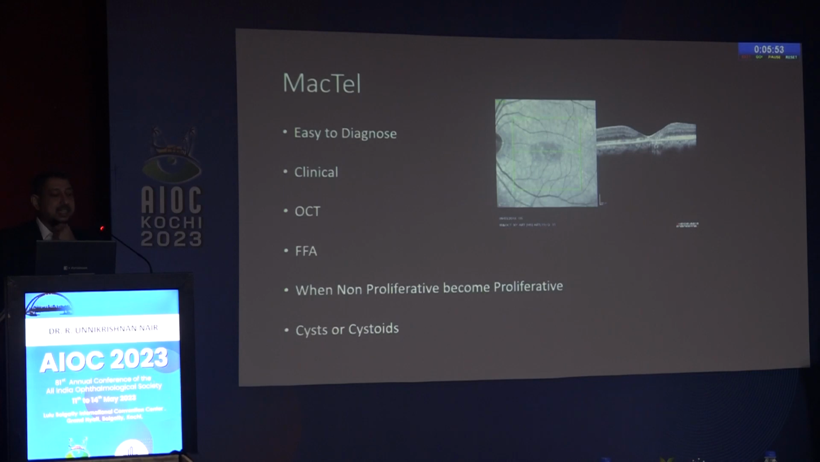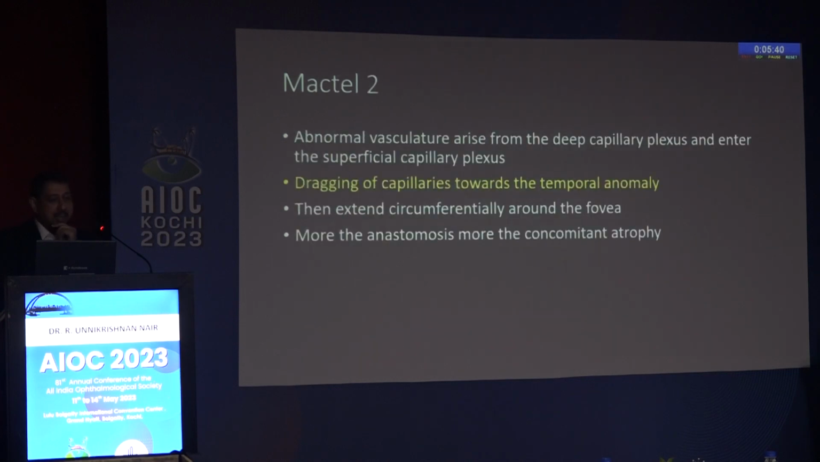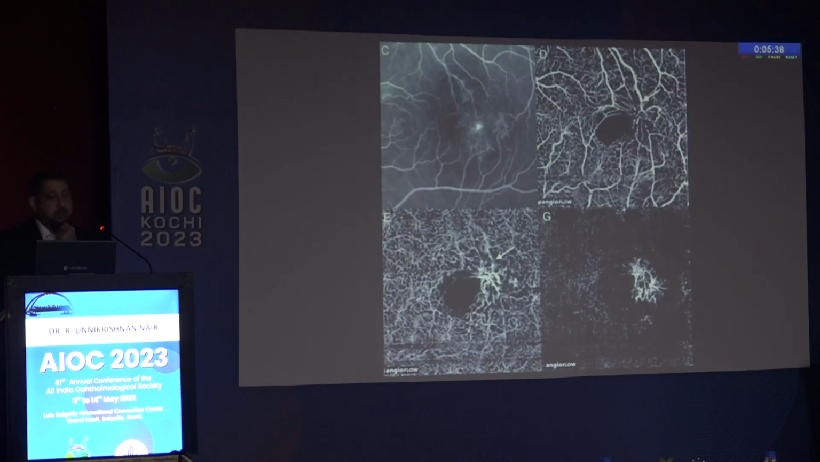So MACTEL is the next condition. The main use of OCTA in MACTEL is to diagnose when a non-proliferative stage 1, 2, 3, 4 becomes stage 5. And there are a lot of features, so let's go to the features. You have abnormality of the vessels in the temporal periphery, and then you have a vertical change where you see these abnormalities in different layers.